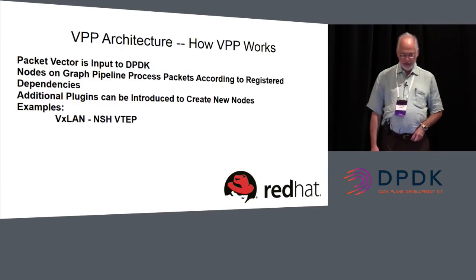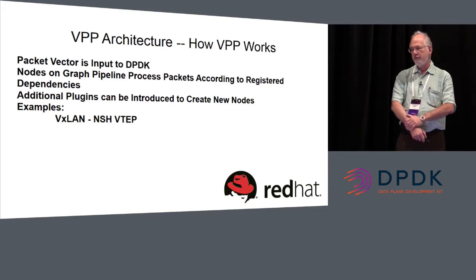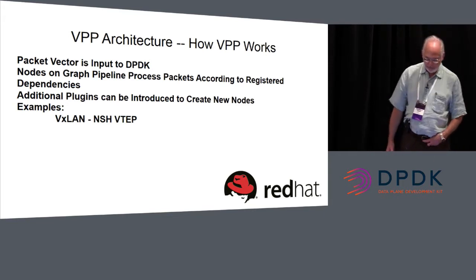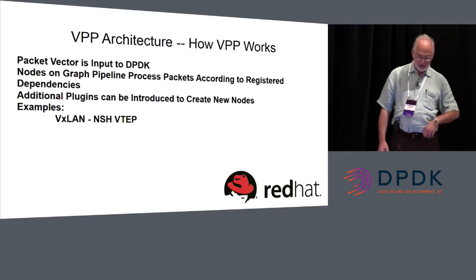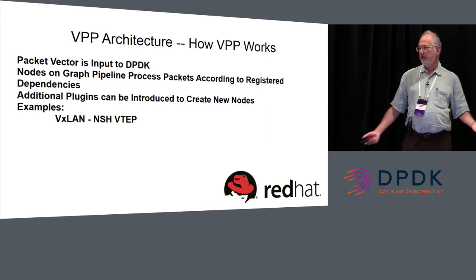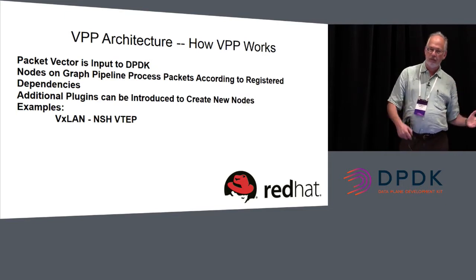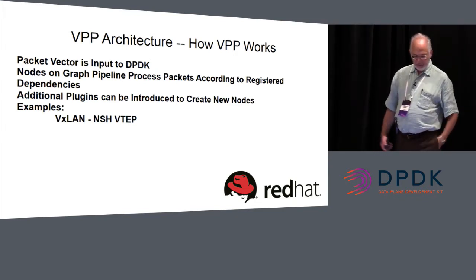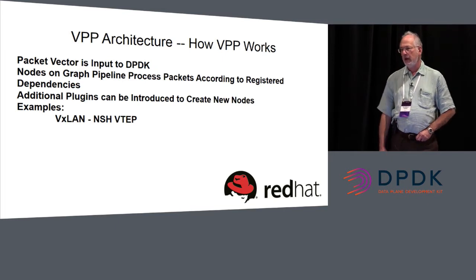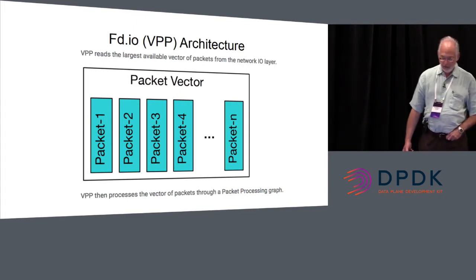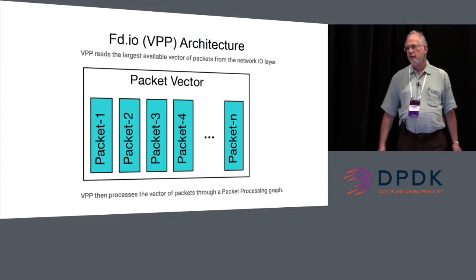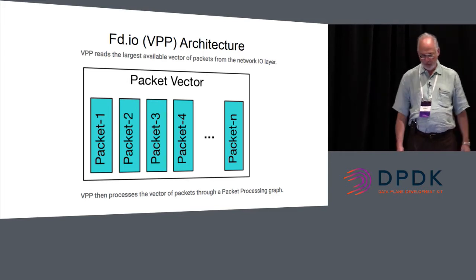So how does it work? It's a digraph, graph architecture, and it works off packet vectors. Packet vectors are input from DPDK, and nodes on the graph pipeline process the packets, each being a plugin. Each plugin registers a dependency, and another plugin looks for a particular packet field. An example of a plugin is the VXLAN NSH VTEP, and there are others. A packet vector is read at one time in a burst, and as we know, DPDK is optimized for burst traffic, so FIDO VPP fits well into that.